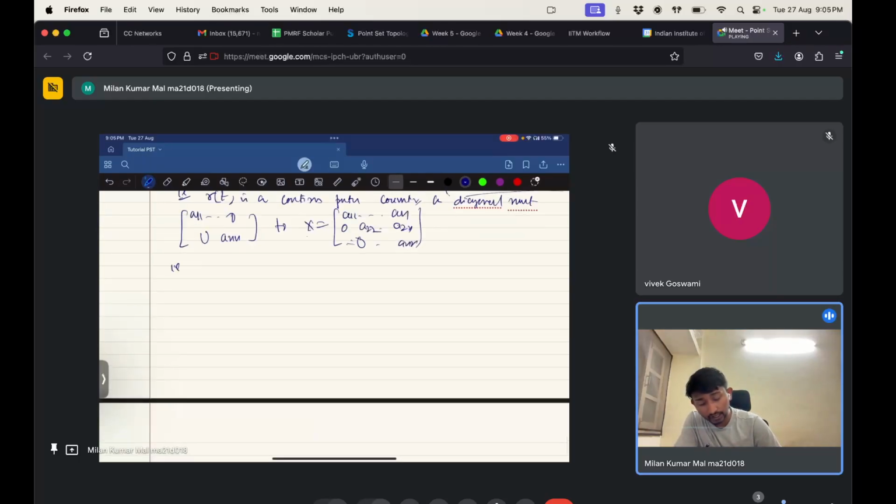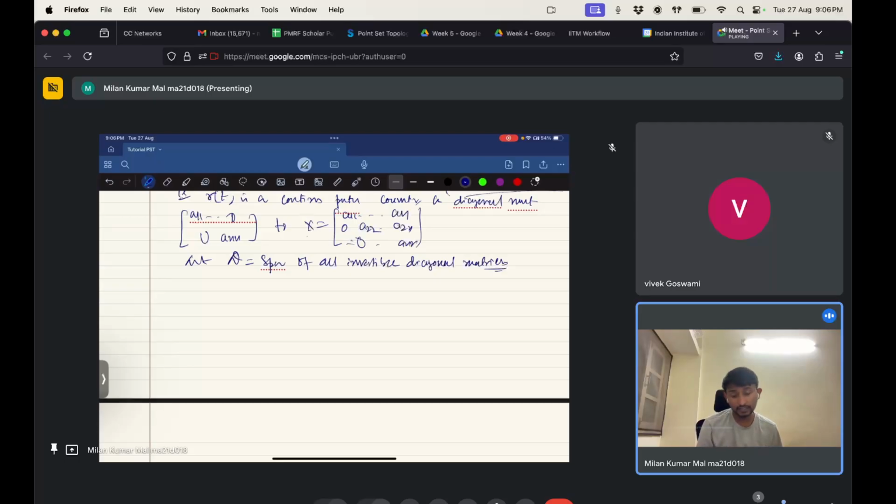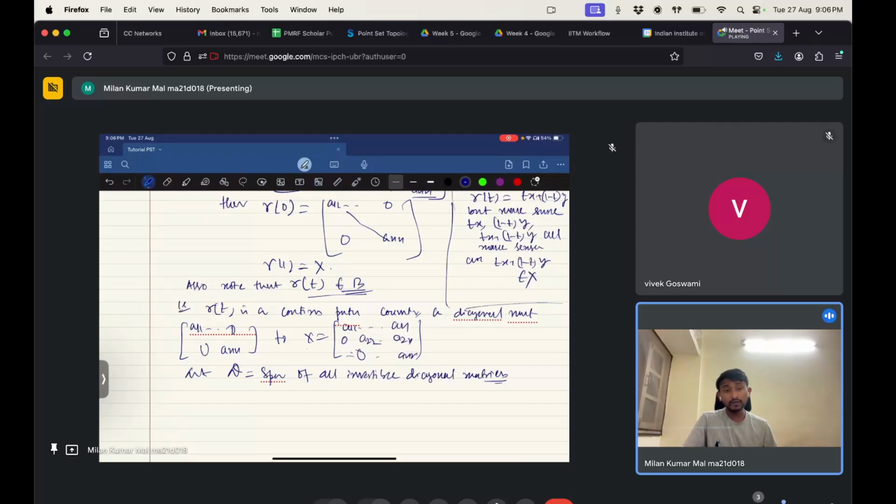So that means, let D be the space of all invertible diagonal matrices. This is a very interesting problem. What I want to say here is that we have seen that for every invertible upper triangular matrix, I am able to get a path connecting it to an invertible diagonal matrix. That was my point.